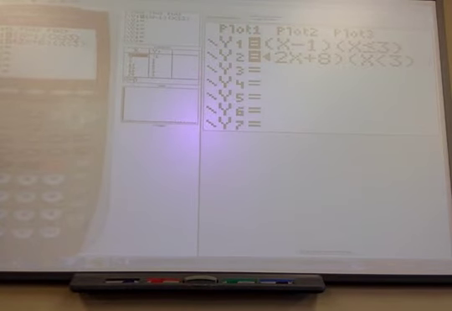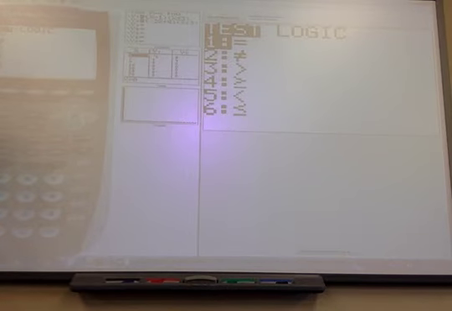Isn't it supposed to be greater than 3, not less than 3? Oh, thank you. Second. You shouldn't talk and punch buttons at the same time. Greater than 3. Thank you.